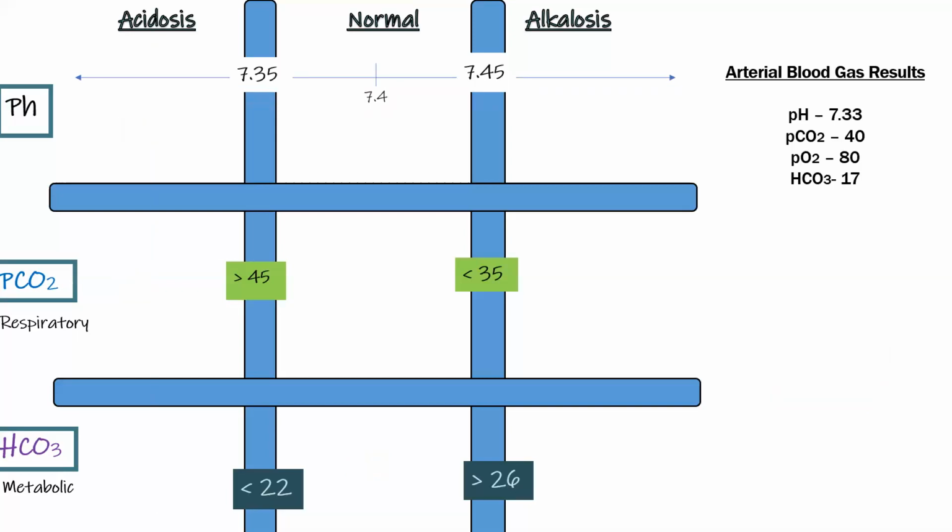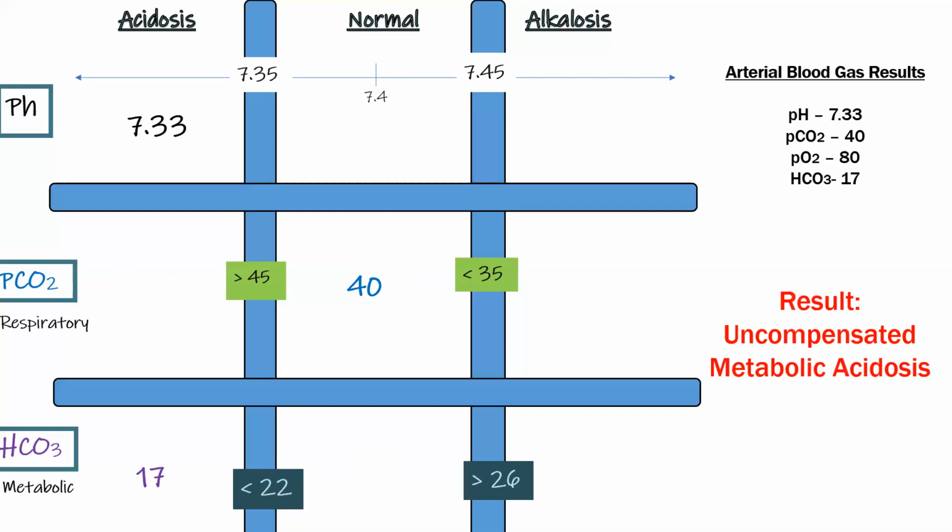Let's try this again. Our pH is 7.33, falling in the acidosis column of the pH area. Our CO2 is normal, falling in that center column. And last is the bicarbonate of 17, which is less than 22, placing it on the left-hand side under the acidosis column. We have both our pH and our bicarb in the acidosis column, indicating that we have an uncompensated metabolic acidosis.